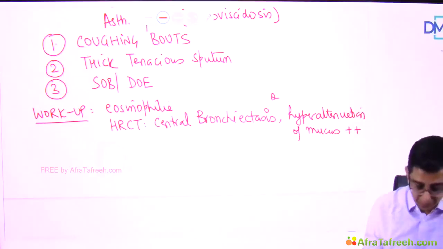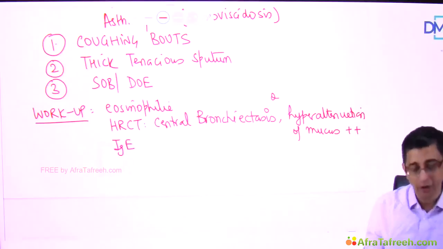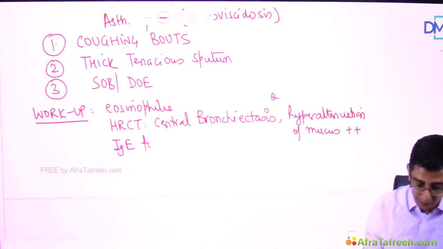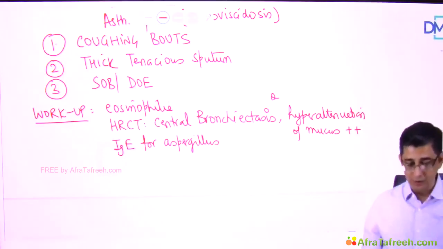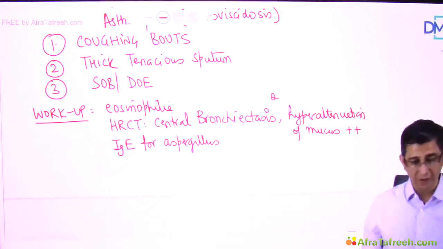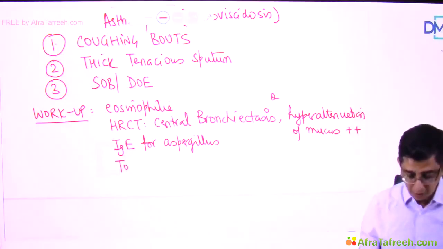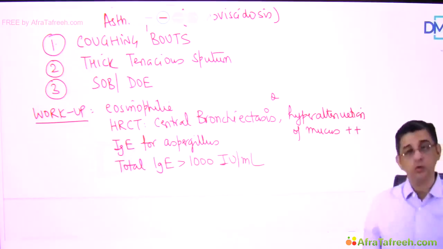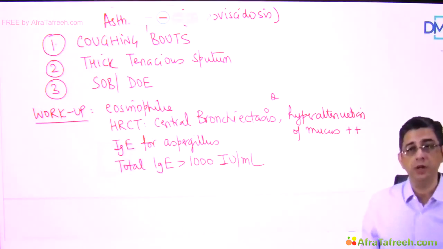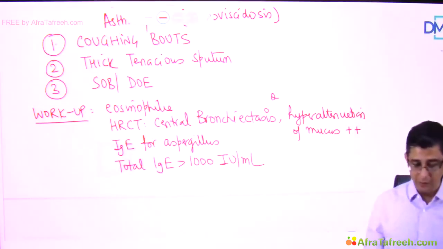You will now do a test by the name of immunoglobulin E antibody levels. Immunoglobulin E, that is the allergic response, IgE levels for Aspergillus. This is one of the important diagnostic criteria: not only is the eosinophil count increased, but even the immunoglobulin E antibody specific for Aspergillus would be increased. Then you will check the total immunoglobulin E levels, which are astronomically high at more than 1000 international units per ml. So two things have to be remembered. One is total immunoglobulin E, second is immunoglobulin E against Aspergillus.